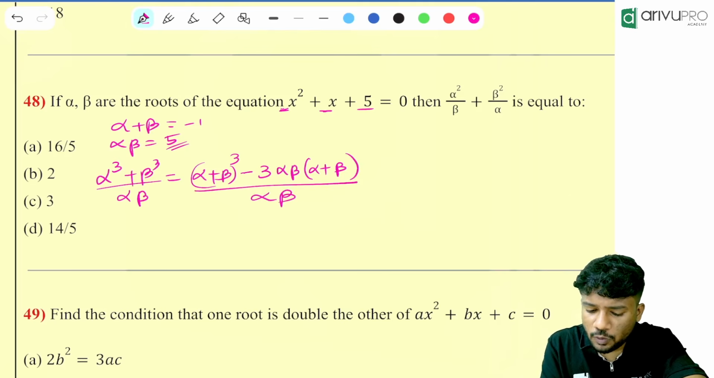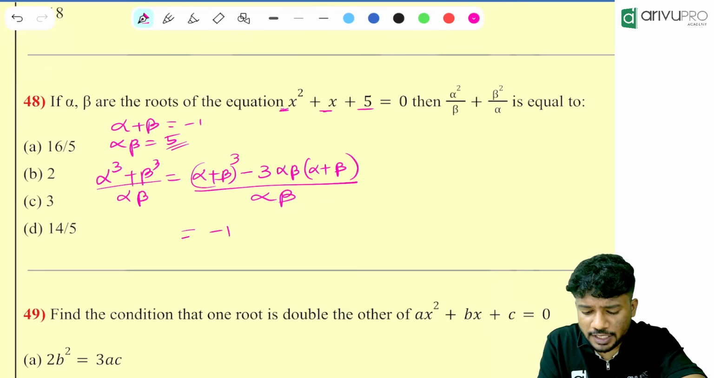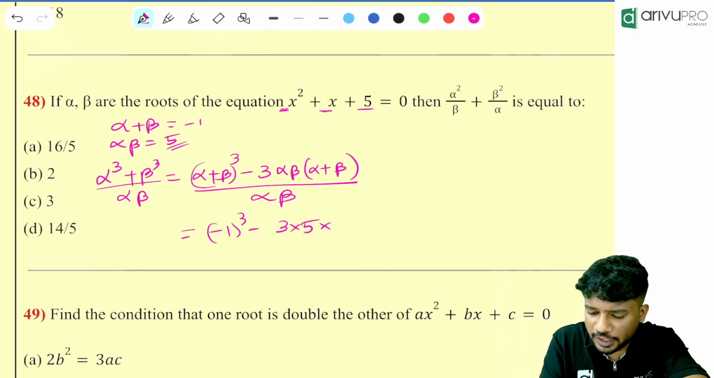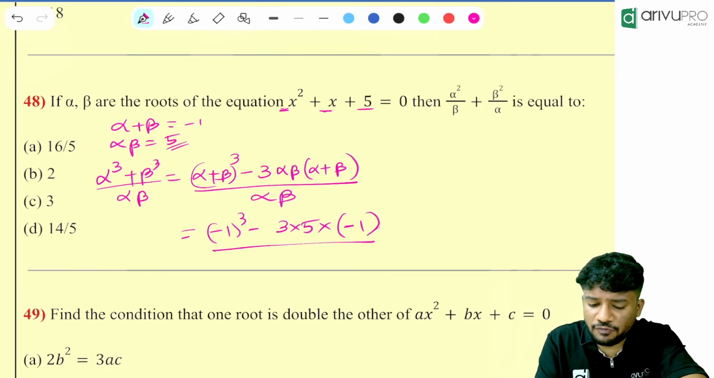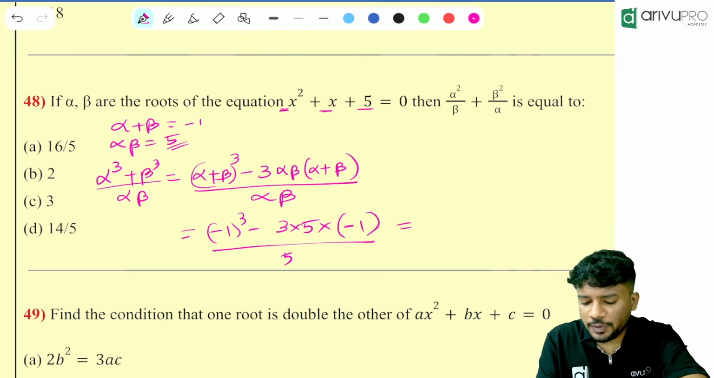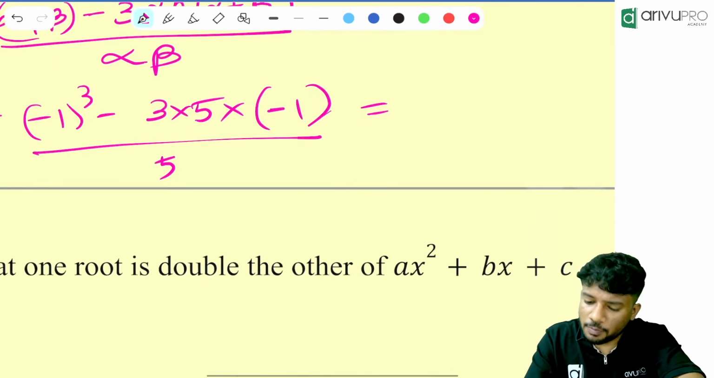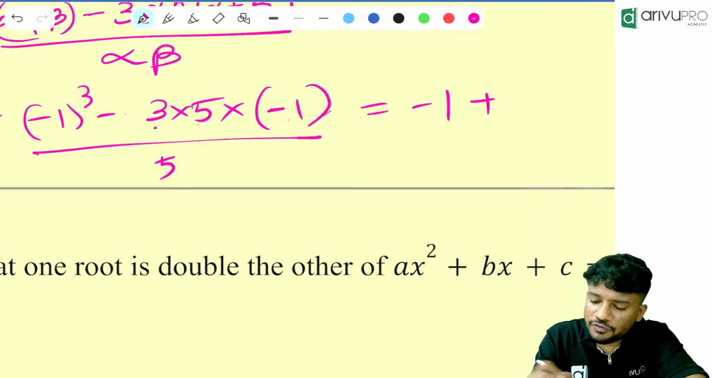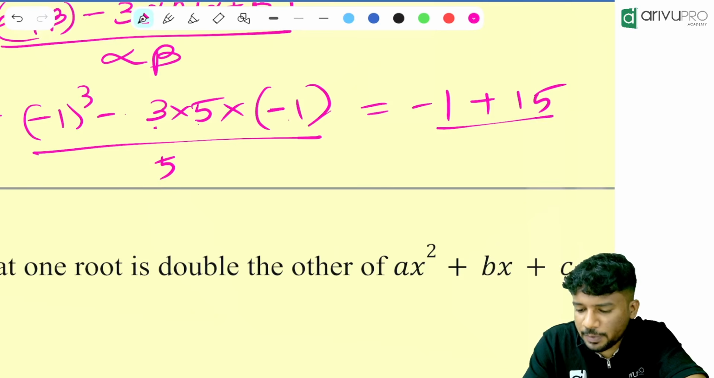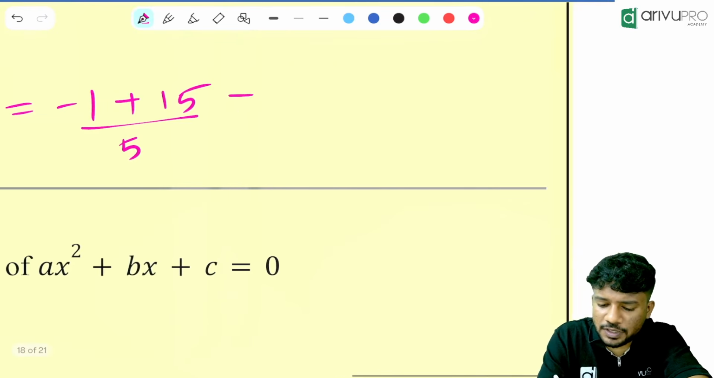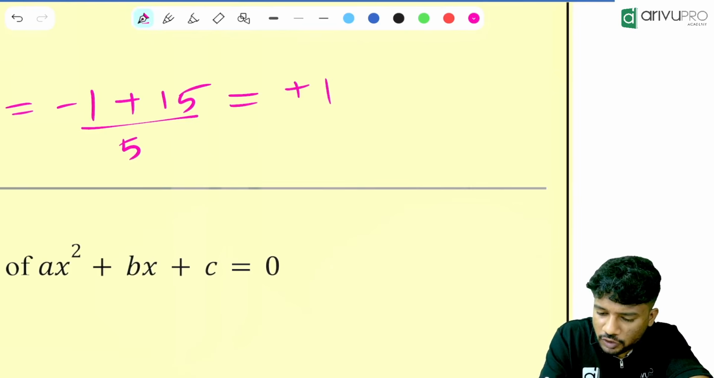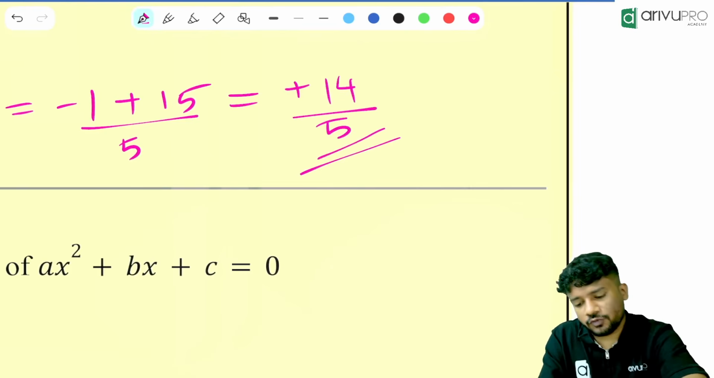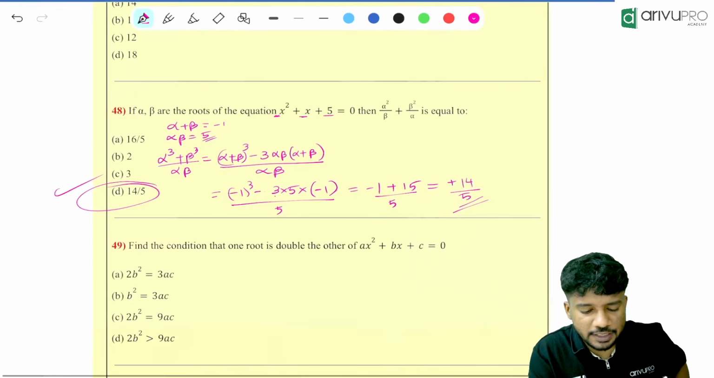Correct? Now alpha plus beta the whole cube is how much? Minus 1 the whole cube minus 3 into alpha beta, which is 5, into alpha plus beta, which is minus 1. Divide by alpha beta, which is 5. Now people, minus 1 the whole cube will become what? Minus 1. Then minus and minus will become what? Plus. 3 into 5 will become 15. Divide by 5. So minus 1 plus 15 is how much? Plus 14. Divide by 5. Which option is the answer, people? Option D is your answer.